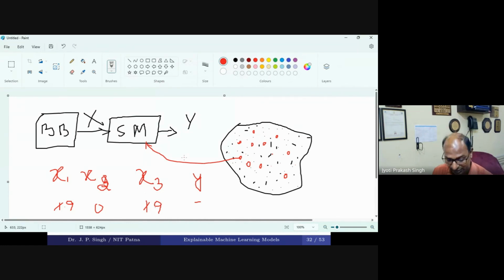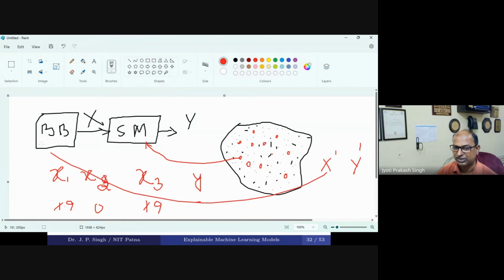Now that's one part only. So far we have only generated the data samples X. Now what will be Y of this X? We have created X prime from X. Now how to create Y prime? One way we do it is to give this X prime to the complex model. It will give you some predicted output, and that is what we call Y prime. Am I clear? Yes, sir.